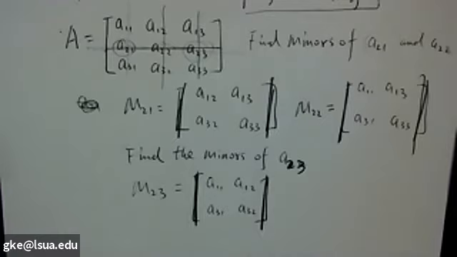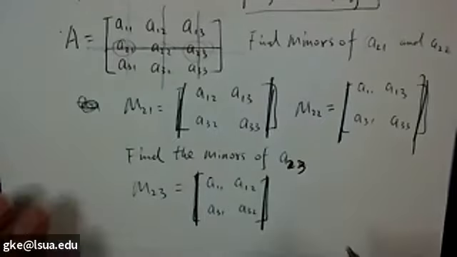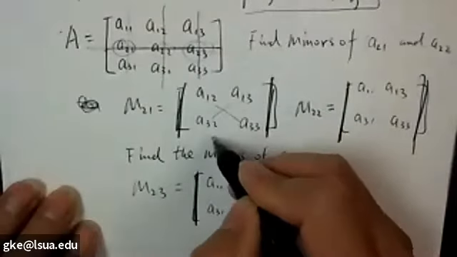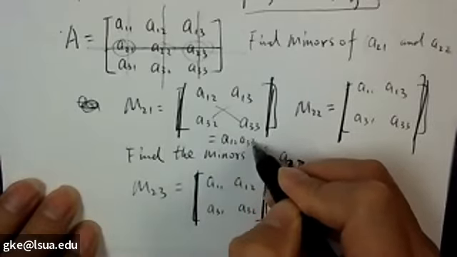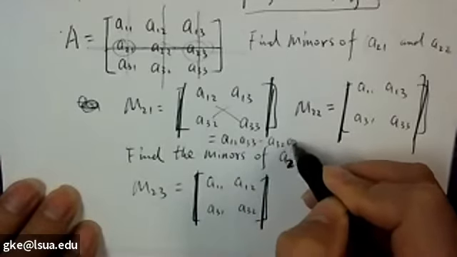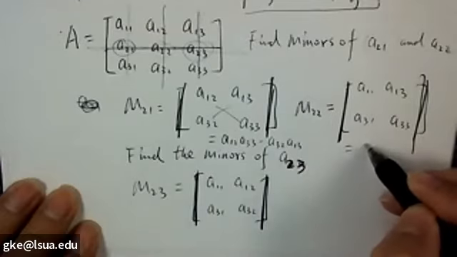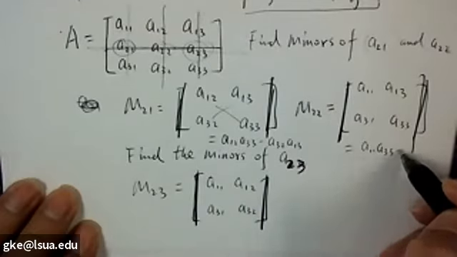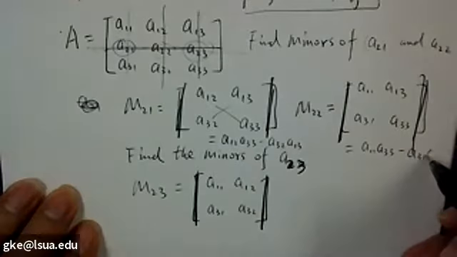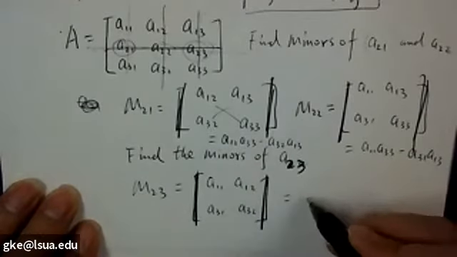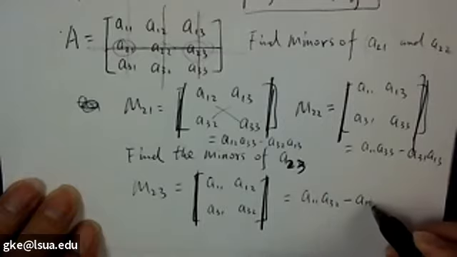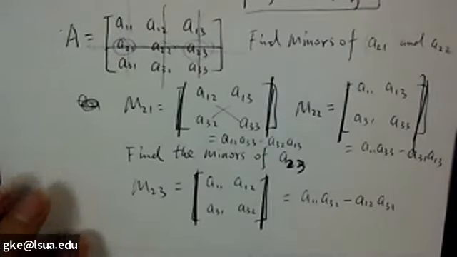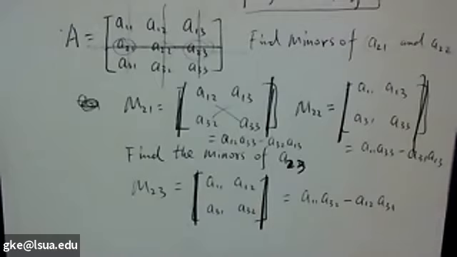So how to calculate the determinant? You can use the cross product to calculate the determinant. So for this case, it's going to be this. Okay. That's it.